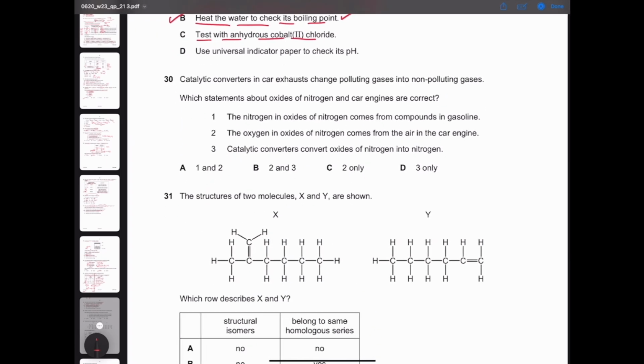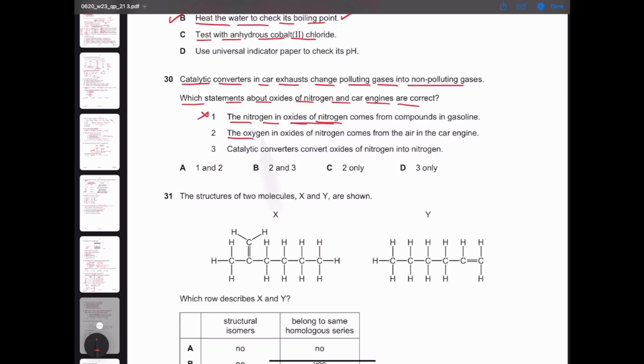Alright, now catalytic converters in car exhaust change polluting gases into non-polluting gases. Which statement about oxides of nitrogen and car engines is correct? The nitrogen in oxides of nitrogen comes from compounds in the gasoline. This is incorrect because the nitrogen in oxides of nitrogen is taken from the atmospheric air nearby. So statement 1 is incorrect.